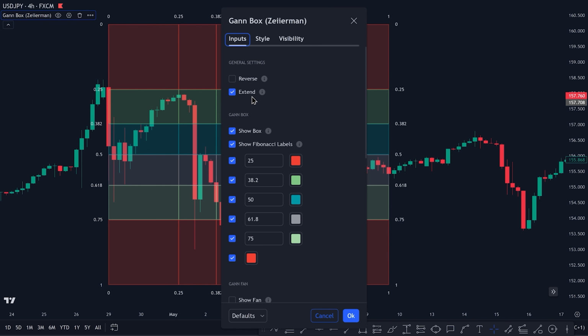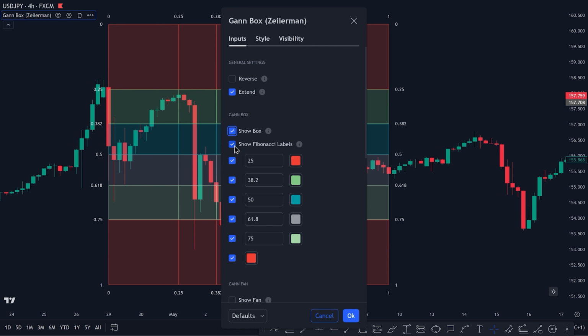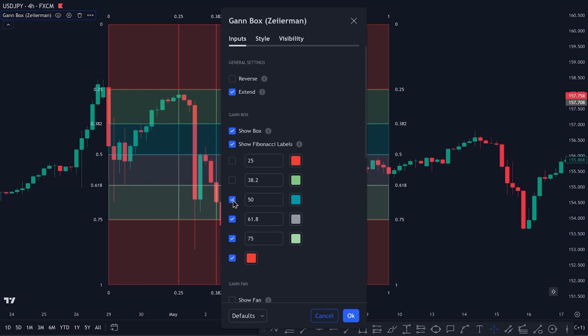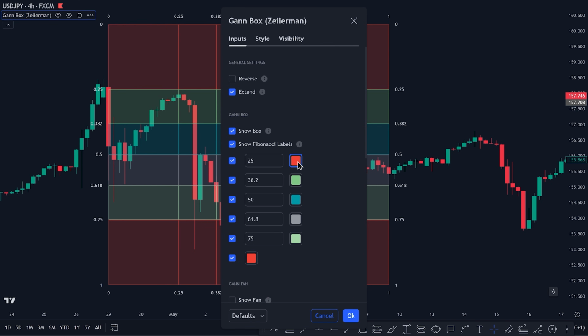The show box option toggles the visibility of the Gann box on the chart, highlighting key levels based on selected high and low points to identify potential support and resistance areas. You can also show Fibonacci labels within the Gann box to mark specific Fibonacci retracement levels, aiding in recognizing significant levels for potential reversals. The box visibility setting allows you to enable or disable individual boxes within the Gann box, providing flexibility in focusing on specific levels of interest. You can define the Fibonacci levels within the Gann box to customize them according to your specific analysis needs, and enhance visual clarity by customizing the color of each level.